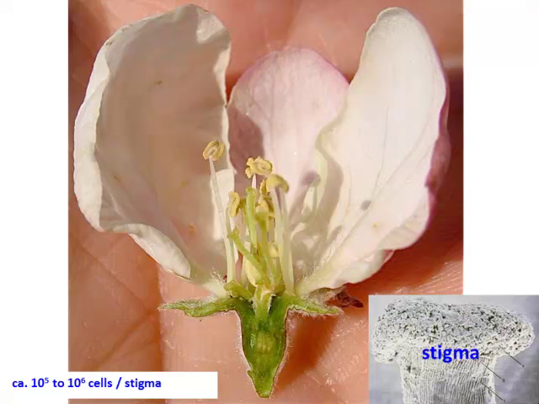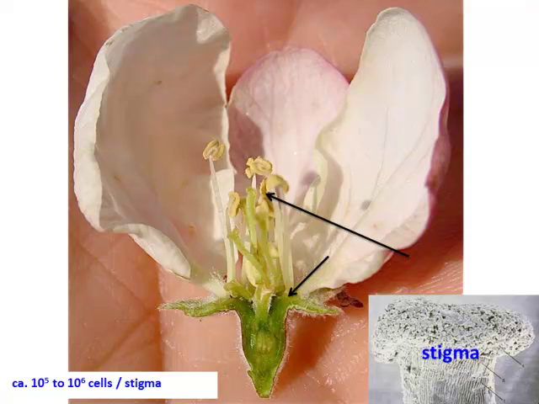So here's a photo of a flower. The stigma surface of the flower is the site where the bacteria grow, and they grow to about even 1 million cells per stigma. So the stigma is shown by the top arrow there. That's basically a petri dish for this bacterial pathogen.